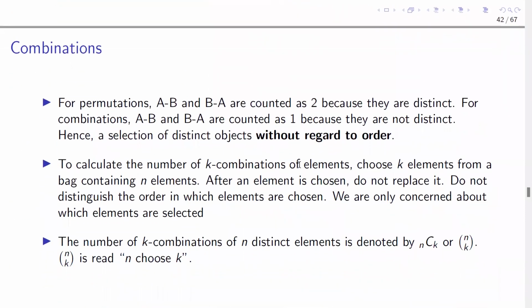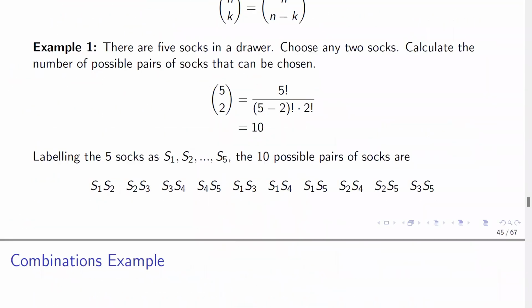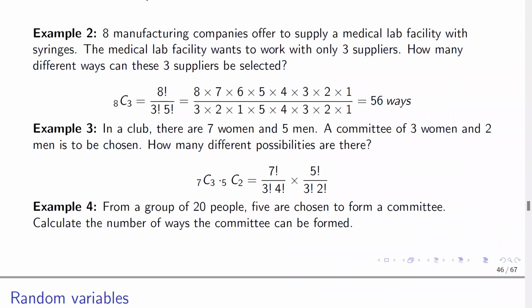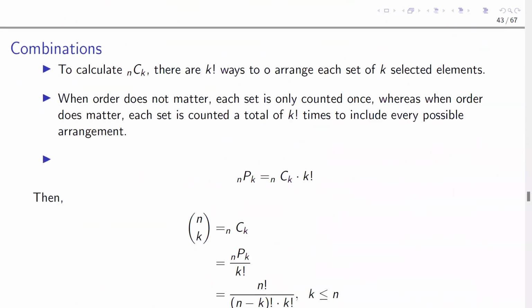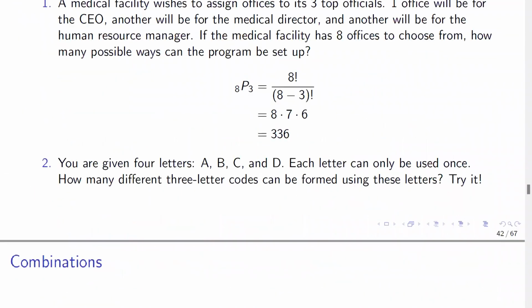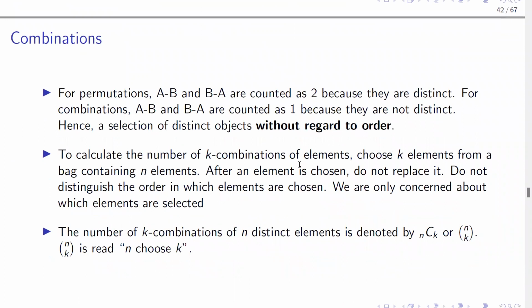Now we move on to the concept of combinations. Now, in permutations, we consider these 2 arrangements, A, B, and then B, A. We counted them as 2 because they are distinct. But under combinations, we don't.